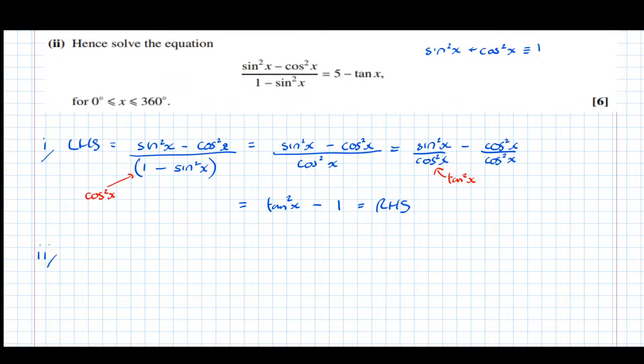Let's go on to solve that equation. So notice that what is there is what we just proved to be equal to this in the first part. So we can replace this with the first part. So we've got tan squared x minus 1 equals 5 minus tan x. That's a quadratic in tan x waiting to be solved. So I'll give you 30 seconds, a minute to get on with that, then I'll have a go.